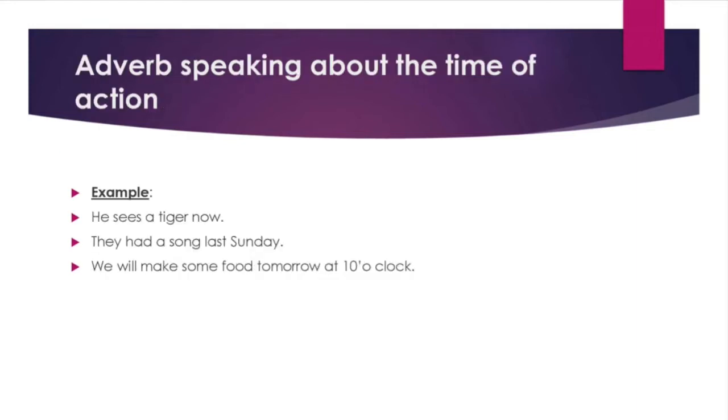Adverb speaking about the time of action, for example, he sees a tiger now. So now here is the action. They had a song last Sunday. Last is the action. We will make some food tomorrow at 10 o'clock. Tomorrow is the action mentioned here. So here the adverbs are now, last and tomorrow.